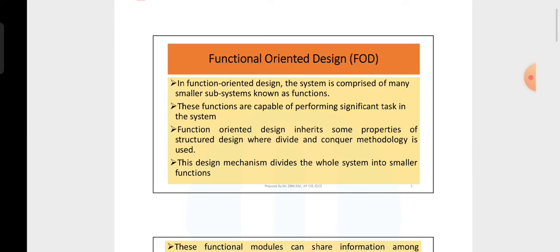So in the same way here also, the whole program will be divided into sub problems, and each problem is solved by each function, and all these functions will be combined together to form the whole software. So in function oriented design, the program is divided into functions and each function will perform a particular task in it.